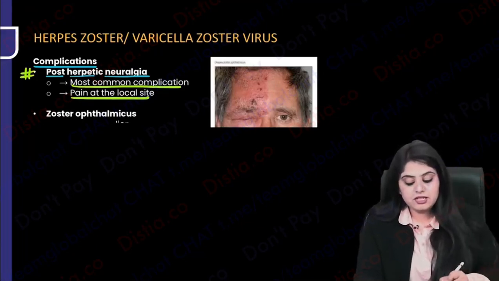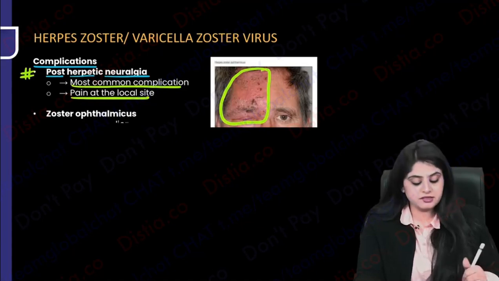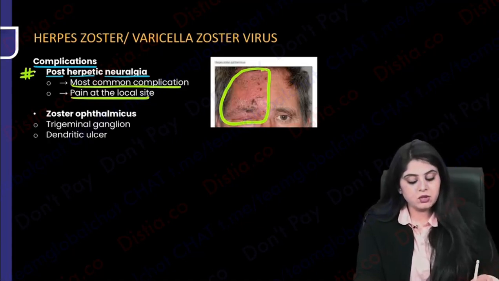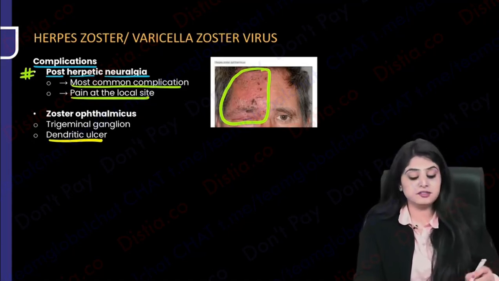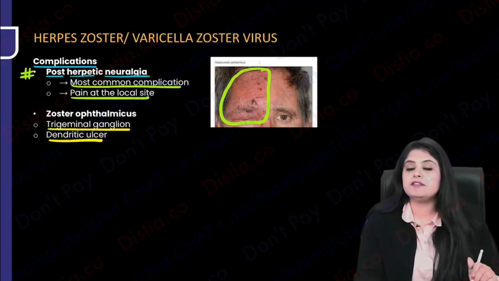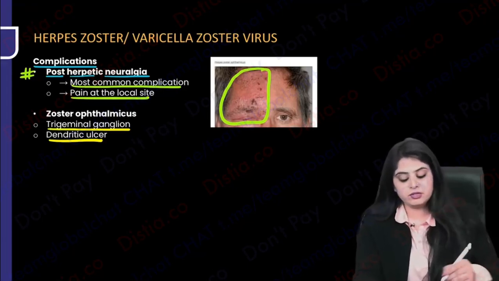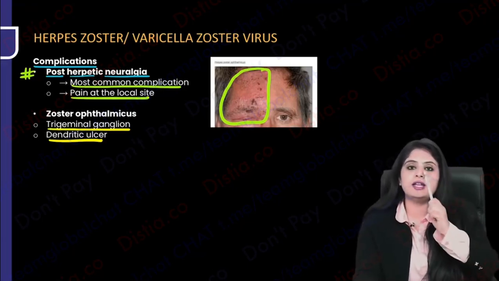What else? You can see the involvement of the forehead and the eye over here. That is known as zoster ophthalmicus, hai na? So zoster ophthalmicus mein kaun sa ulcer hoga? I've already told you herpes can cause dendritic corneal ulcers. And which ganglion must have been affected? Trigeminal ganglion. Tabhi toh it is going to result in eye and forehead wale lesions.